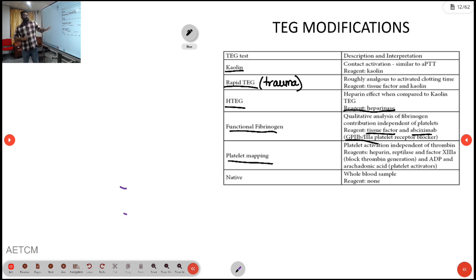And in platelet mapping, we use heparin, reteplase, factor 13A, ADP, and arachidonic acid. So these are the components which we add as reagents. Then the native TEG. Native TEG is the TEG in which we don't add any reagent. Only the whole blood is involved in the TEG sample.